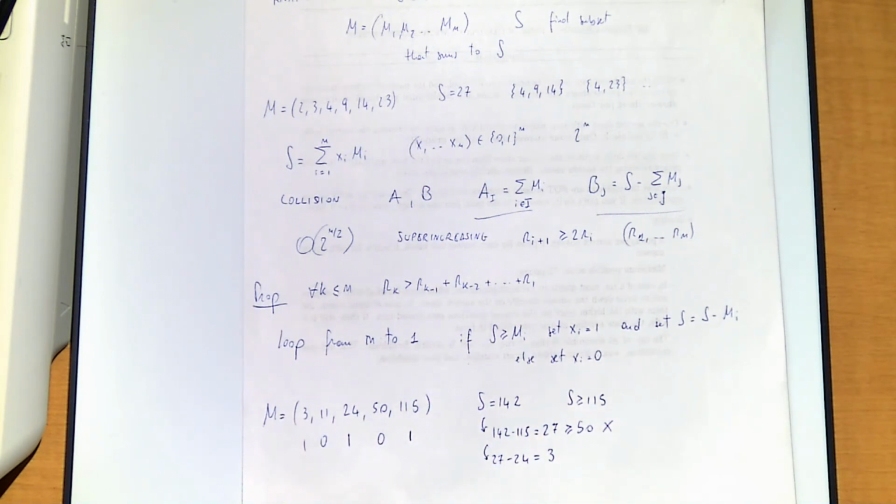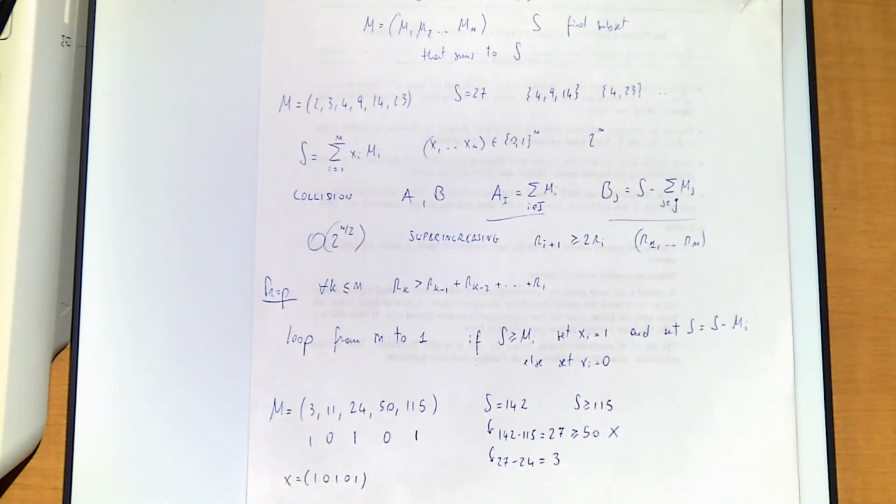So that was my sequence. And 142 is 3 plus 24 plus 115, and my solution was the vector x equal to 1, 0, 1, 0, 1. Okay? So if I have a super increasing sequence, then this is relatively easy.